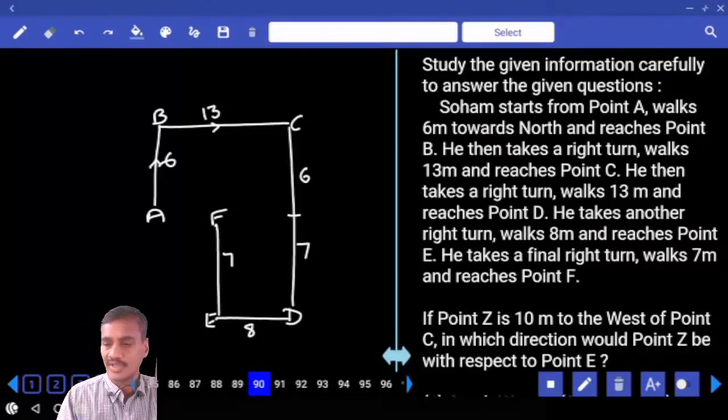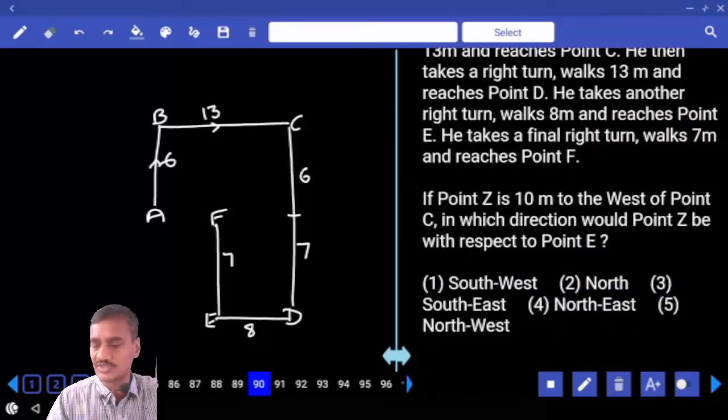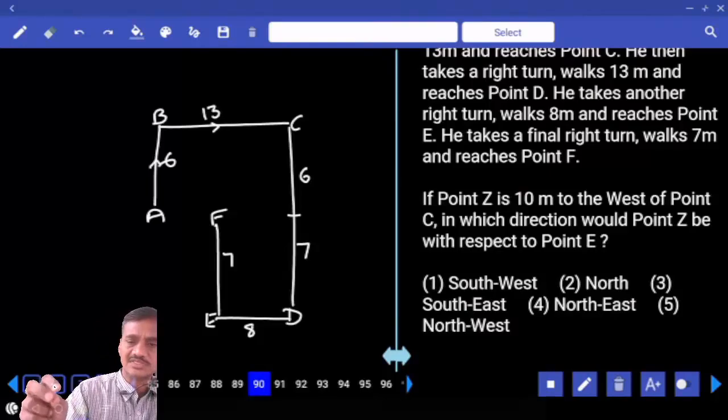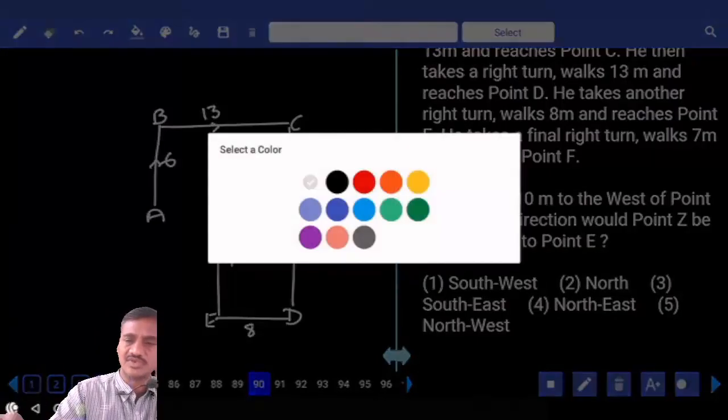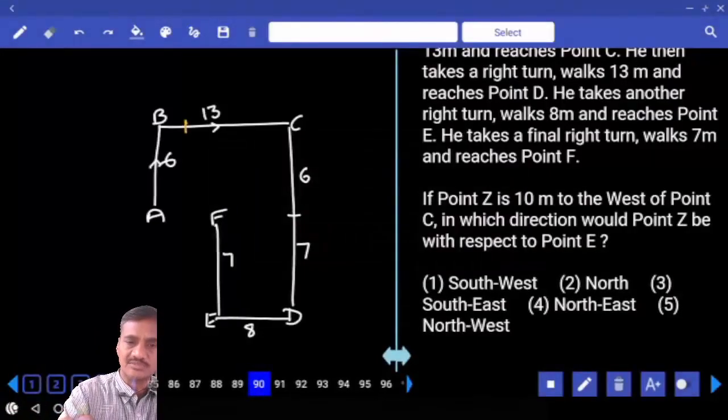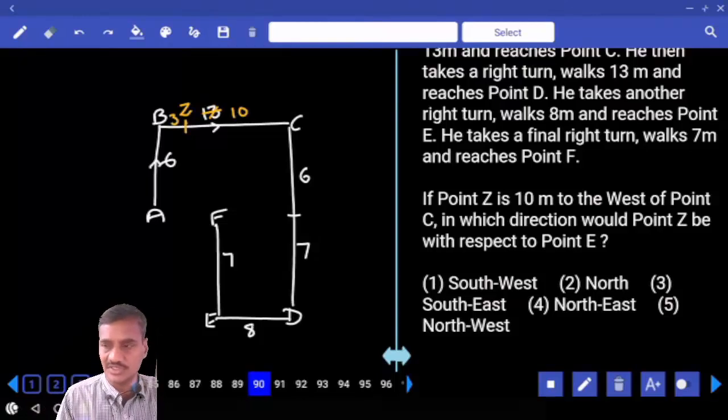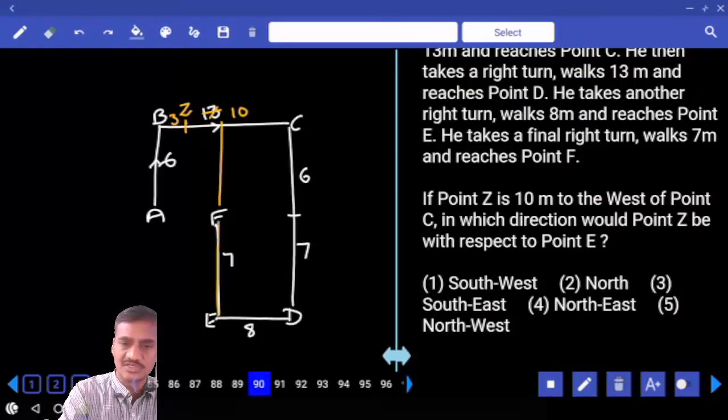Then Z is 10 meters to the west of C. Hence Z is 10 meters, that means somewhere in between here. On the 13, this is 10 and this would be 3. Z is 10 meters to the west of C. In which direction is Z with respect to E? Now from E, in order to reach Z, first I need to move towards north and west to northwest. And northwest is choice 5, question number 90.